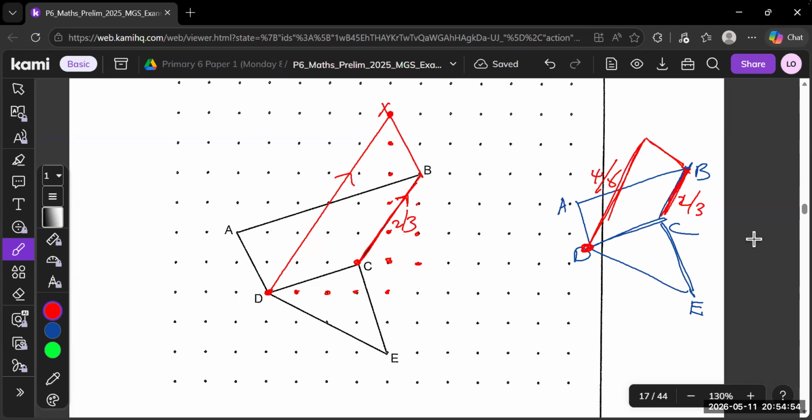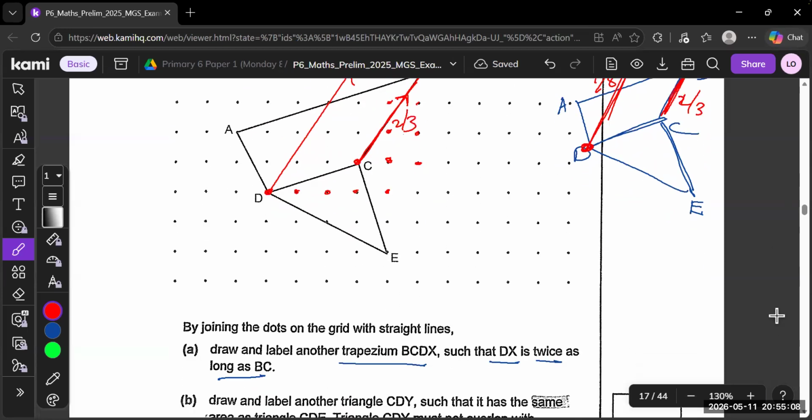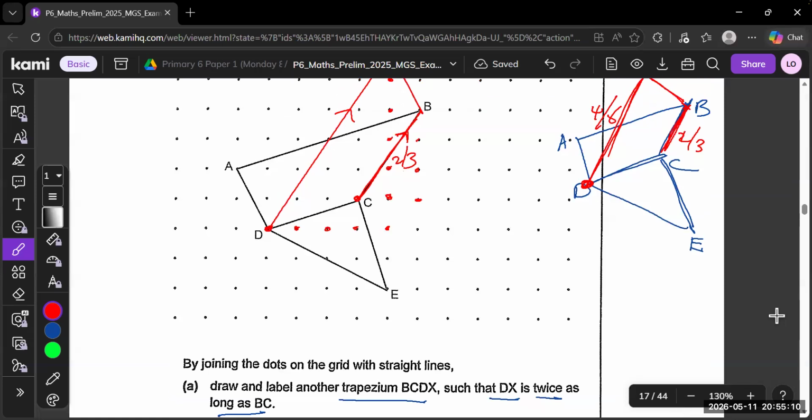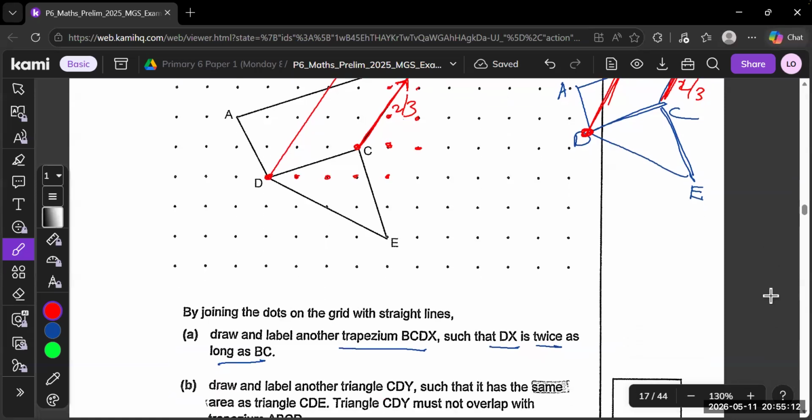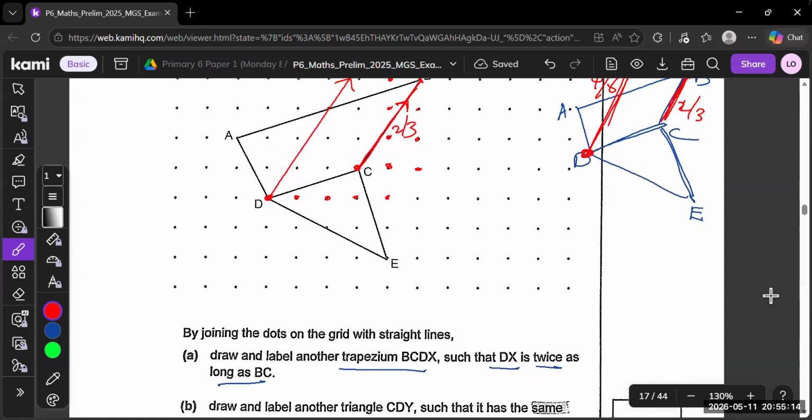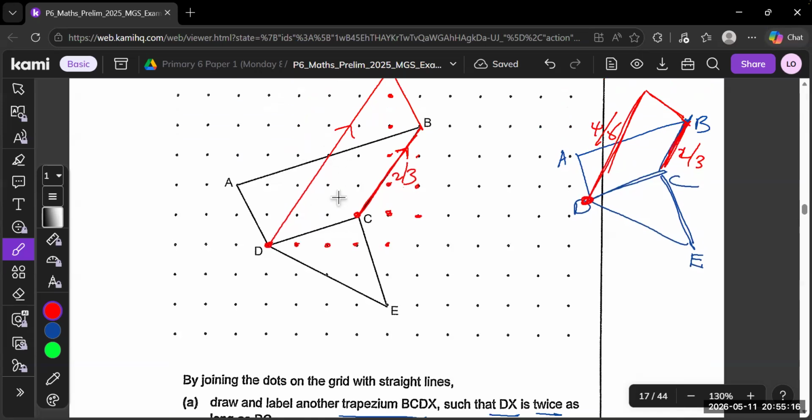So to do this, you must have a sketch. You can guess and check on the sketch, but not on the real drawing. Once you understand how to draw, then you do the real drawing. Now the last one: how do you draw triangle CDY that has the same area as CDE, and it must not overlap with the trapezium? Again, how to draw that triangle that is the same area as this?